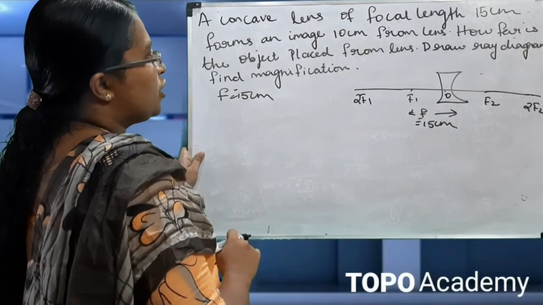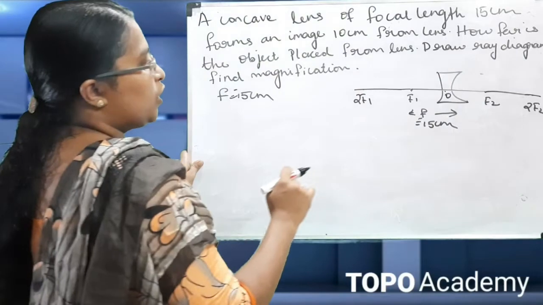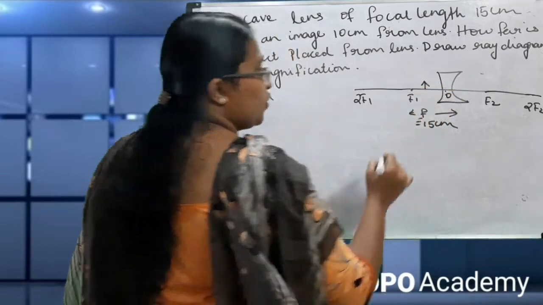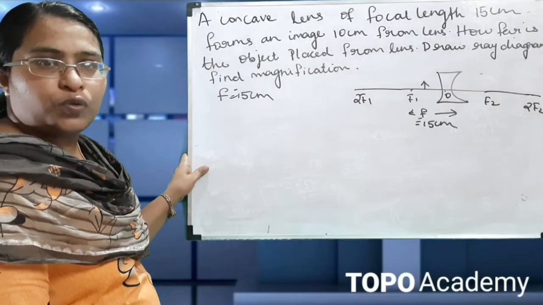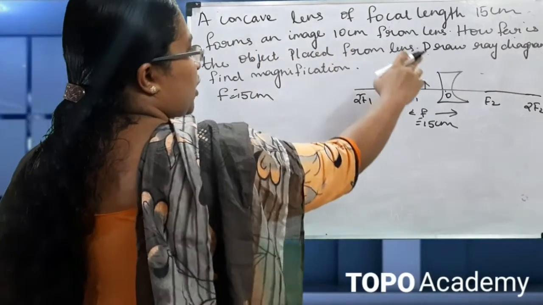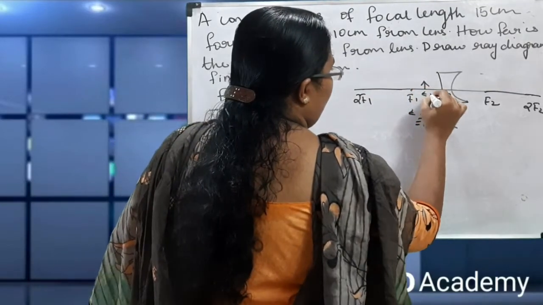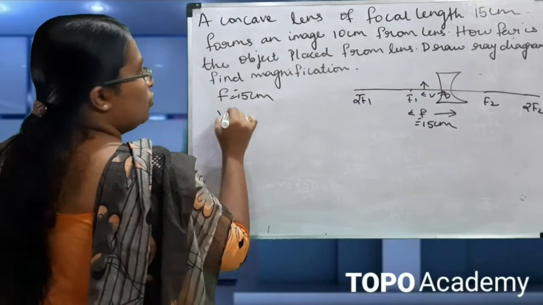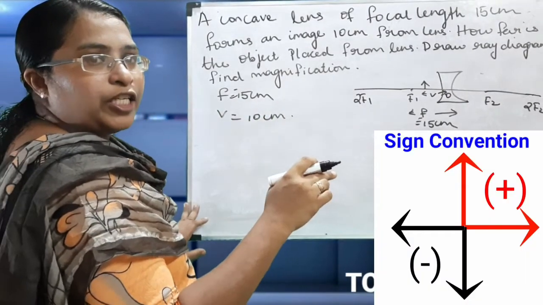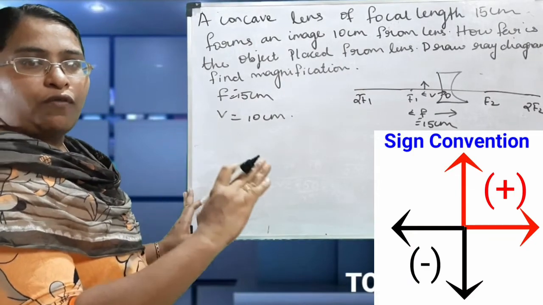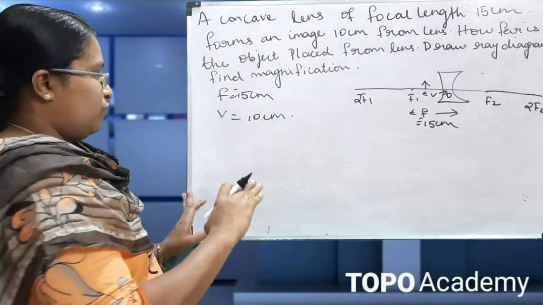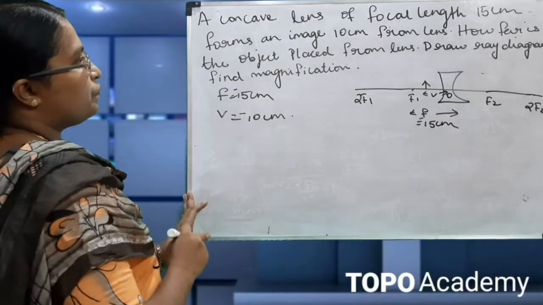It forms an image 10 centimeter from the lens. In case of concave lens, we know that the image formed is always virtual and erect. So here V is given, V is equal to 10 centimeter. What is the sign for V? It is also negative because in case of concave lens, the image is always formed on the left side of the optic center. So the sign for V is negative.